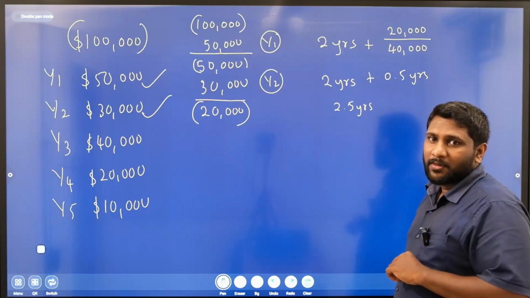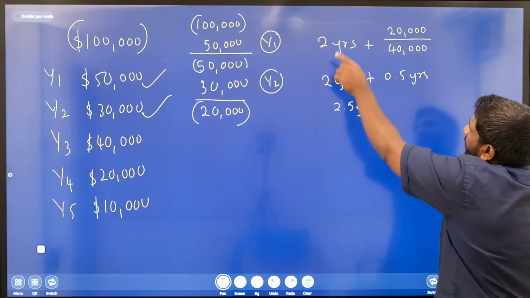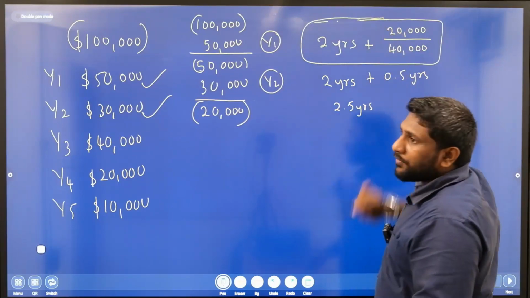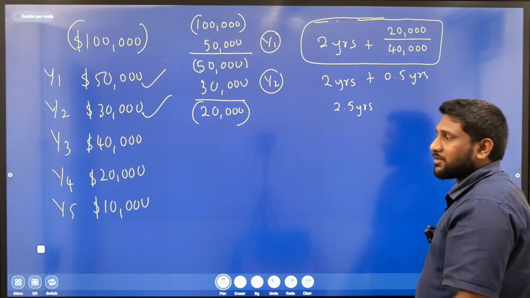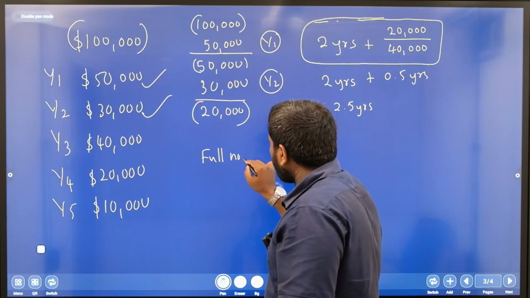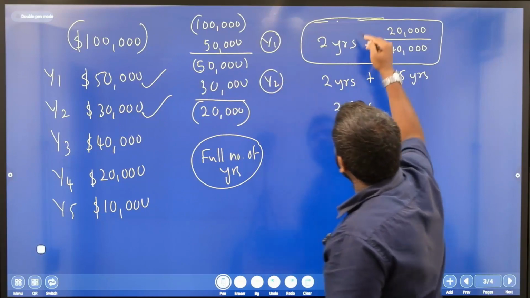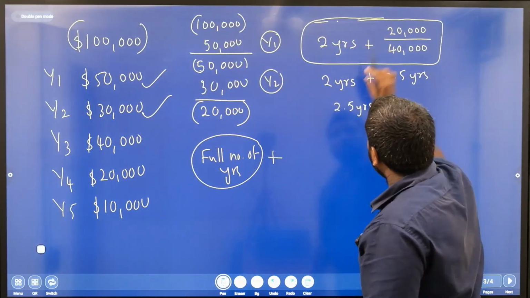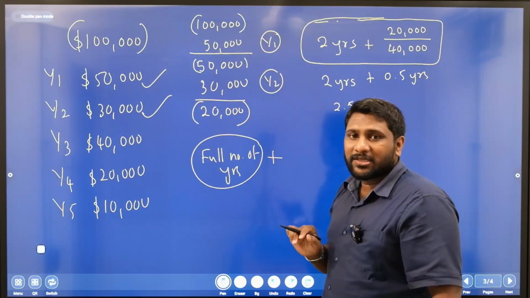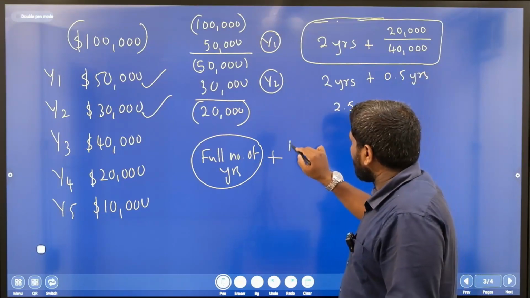So in this particular question, I can recover my initial investment within how many years? 2.5 years. So there is a point that you have to learn in this question. How did I calculate this payback period? Look at this. Here in this question, our cash flows are not the same, they are different cash flows. So I took the full number of years, that means 2 years plus, what is this 20,000? The remaining amount: 50,000 recovered in the first year, 30,000 recovered in the second year, 80,000 is recovered from 100,000. So the remaining amount is 20,000.